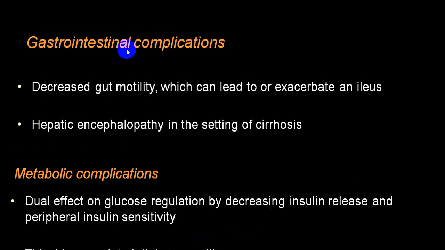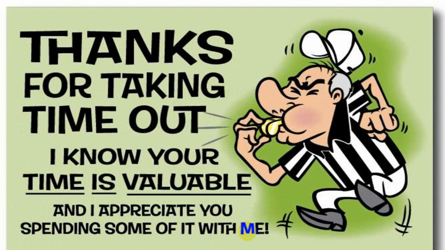As far as the GI tract is concerned, there is decreased motility, and because of that a person can develop constipation and paralytic ileus. In a person with cirrhosis, a person can develop hepatic encephalopathy. And among metabolic complications, as we already mentioned, a person can develop metabolic alkalosis and metabolic acidosis. So I end my lecture here.